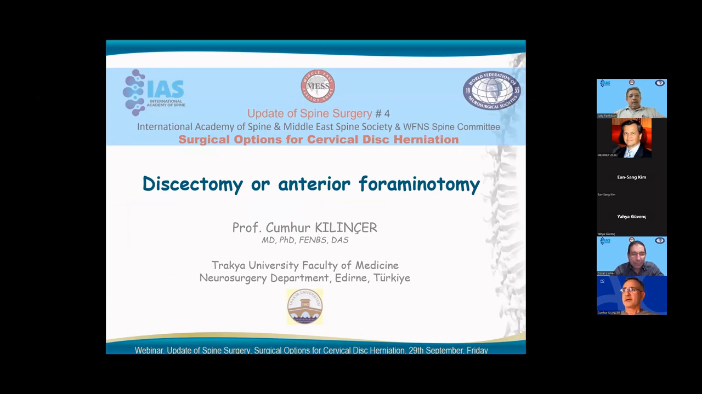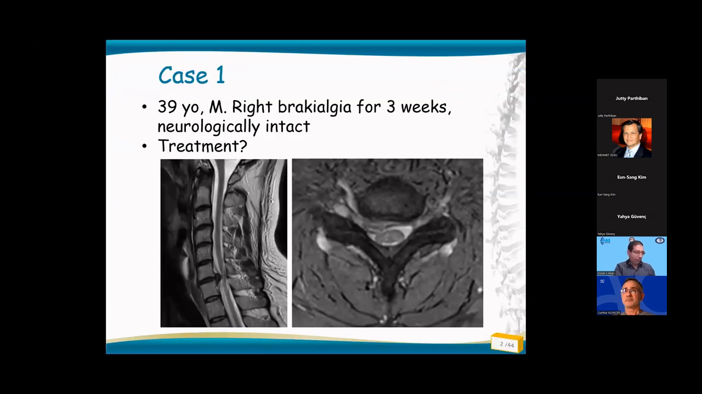Hello, everyone. I would like to pass on my experience and opinion about the anterior foraminotomy and its relationship with anterior discectomy, how we choose and how we decide about that technique. I would like to start with a case.